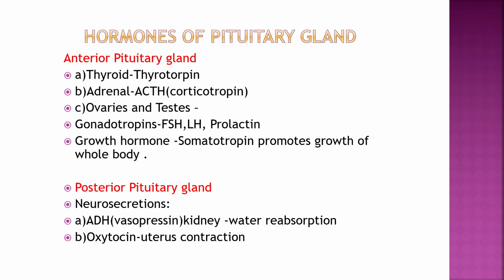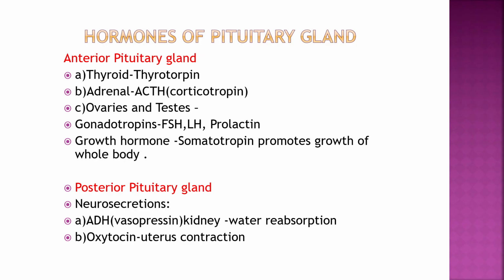Now we will see the hormones secreted by the pituitary gland. First is the anterior pituitary gland. It secretes the hormone thyrotropin, which acts on the thyroid gland. ACTH, that is adrenocorticotropic hormone, acts on the adrenal gland. It is present above the renal gland. It is also called the suprarenal gland. Then other hormones for the ovaries and testes are gonadotropins, FSH and LH, prolactin, then growth hormone, also somatotropin, which promotes the growth of the whole body.